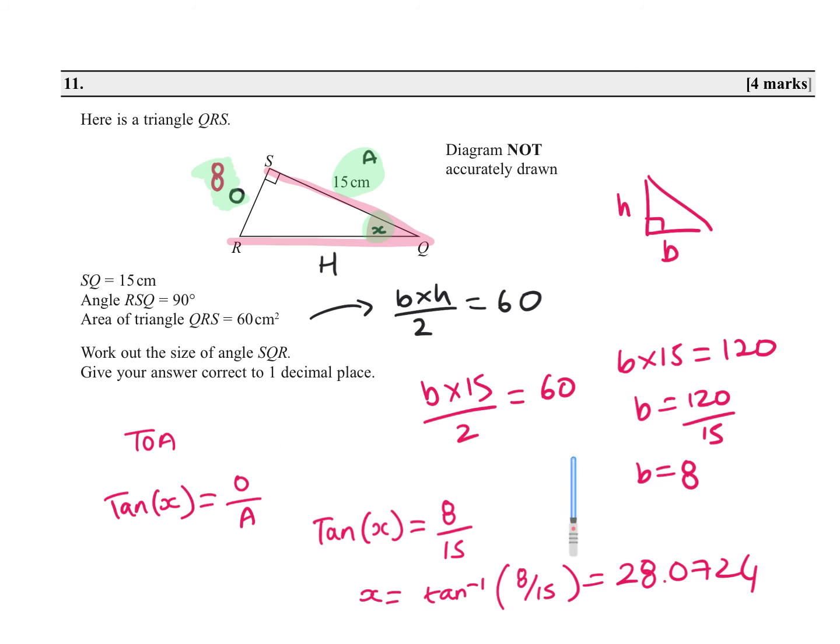Now, it says round to 1 decimal place. That's easy. 1 decimal place. It's going to be 28.1 degrees. There we go. Nice and simple. So this time we've had to use different information.